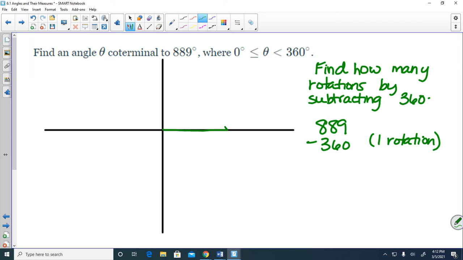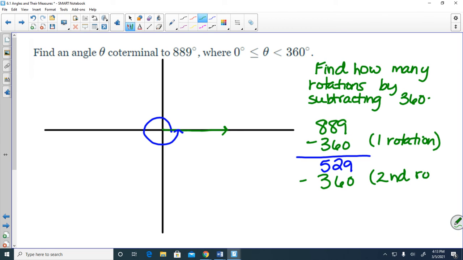Okay, so that's like starting. Here's my initial side. And then I go, let's see. So right here, that is 360 degrees, right? Okay. So 889 minus 360 is 529. Okay. Then I'm going to subtract another 360. That is saying I'm going to make a second rotation.